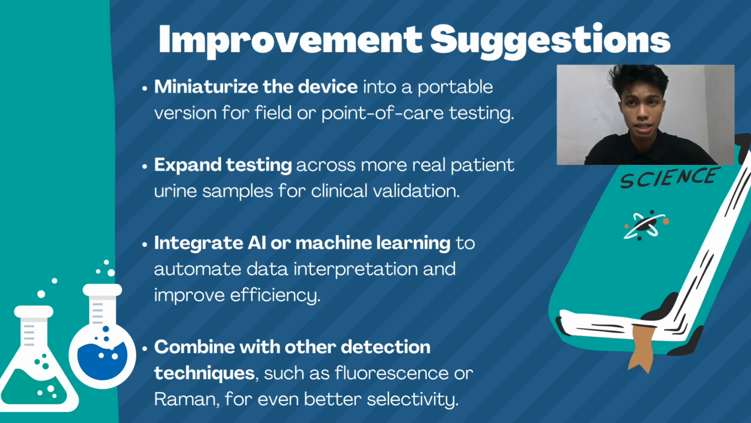miniaturize the device into a portable version for field or point of care testing. For the second one, expand testing across more real patients' urine samples for clinical validation. For the third one, integrate AI or machine learning to automate data interpretation and improve efficiency. And for the last one, combine with other detection techniques such as fluorescence or Raman for even better selectivity.